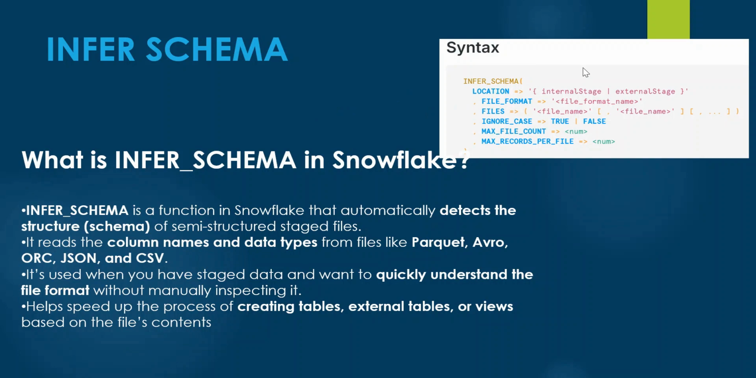You can see on the right top of my window that this is the syntax of Infer Schema, where in the first parameter you mention the location. That means where exactly your files are, internal stage, external stage, meaning the stage name. Second is the file format, which is mandatory, so that it knows which kind of file you have already staged, and that particular file format you're going to use.